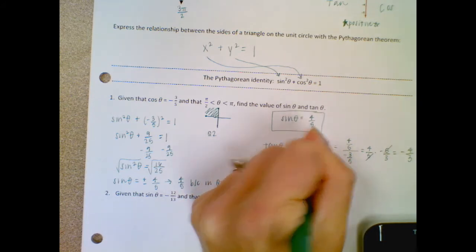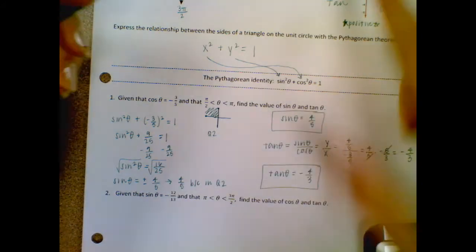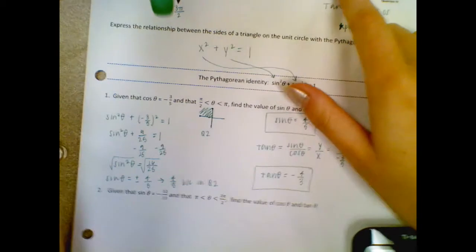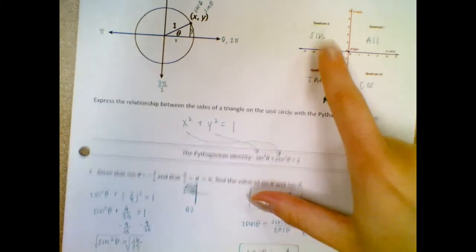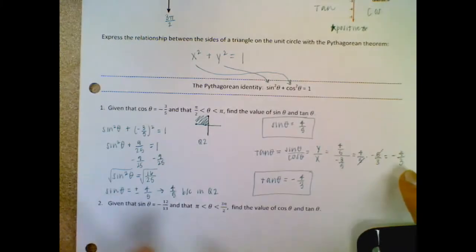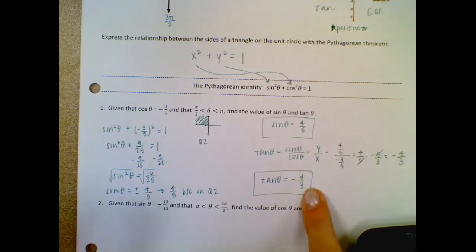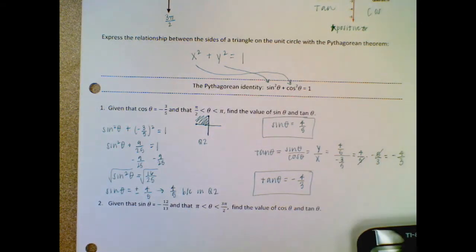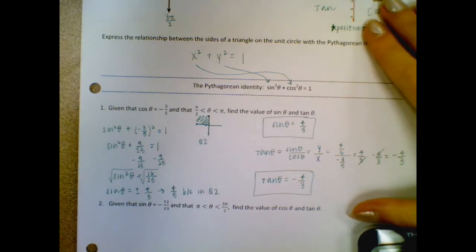And let's double check that. So again, if we're in quadrant 2, only sine is positive. So that must mean my cosine and tangent answers must be negative. I have a negative tangent and cosine was negative, so I'm good. Okay, that's a way to go back and check yourself. Alrighty, let's do a couple more.